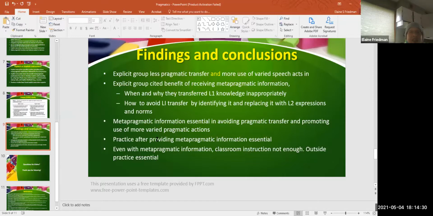And also essential is practice after providing the information. You need both. And the final thing is, and I talked about this before, even with classroom instruction, it's not enough. There aren't enough hours in the day. L2 learners have to get practice outside of the classroom.